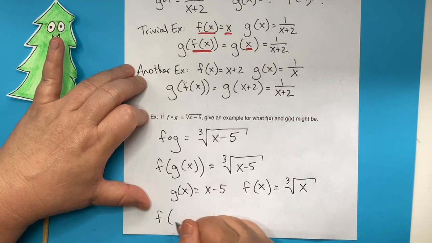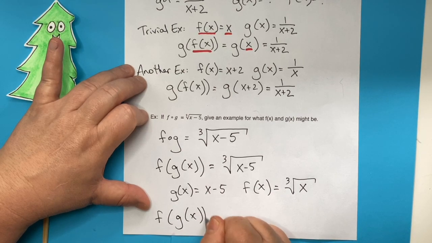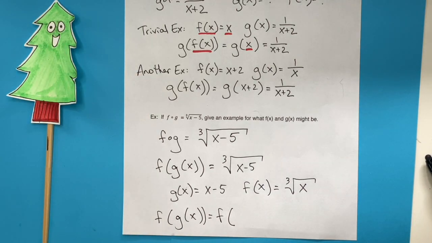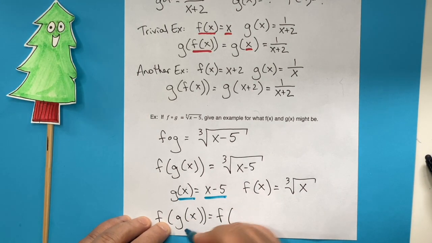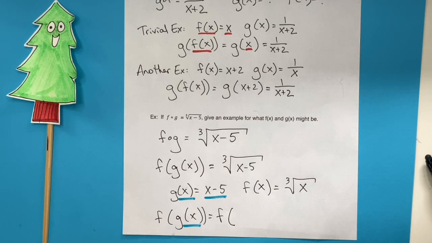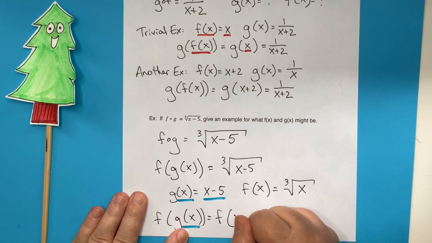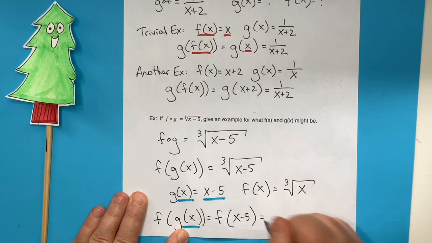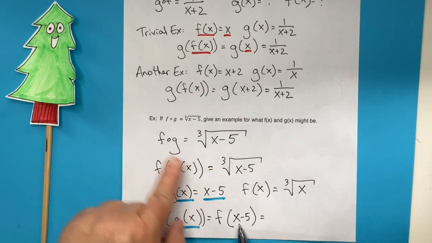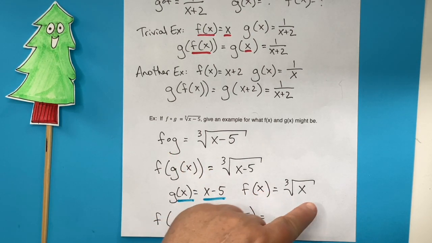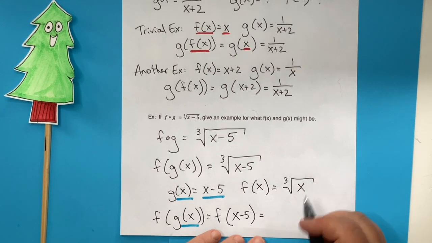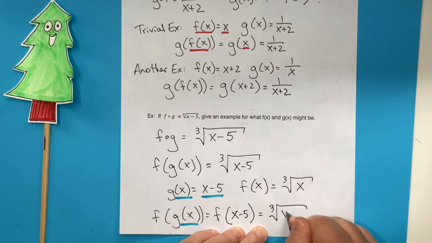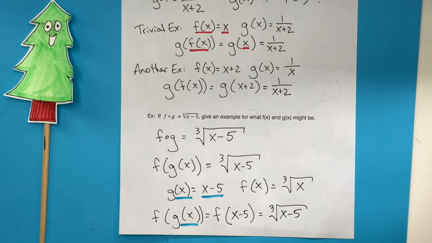Then f of g of x says take x minus 5. Okay, so subtract 5 from whatever you've got. So x minus 5. And then f says whatever you get in, put it inside a cube root. So if I get x minus 5, I'm just going to put it inside a cube root. And that's it. So that is how you compose and decompose.